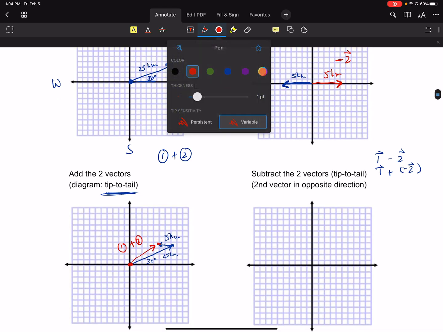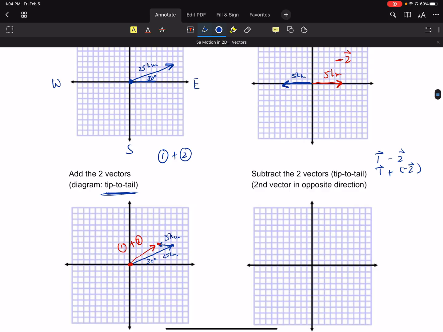So what we're doing is, if I'm going to do 1 minus 2, I'm really getting my first vector and then adding the negative version of the second vector. The first thing I'm going to do is draw my first vector, like that. That's my first vector. Let me put this on this side. That's my 30 degrees.